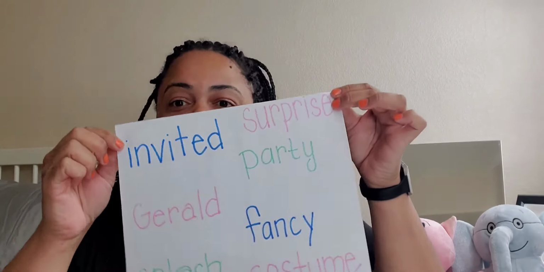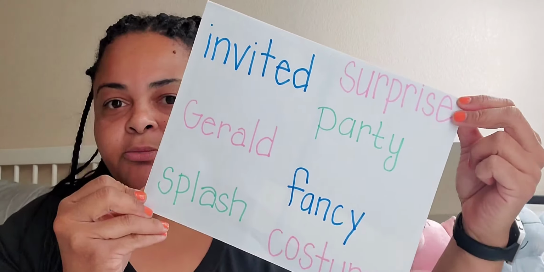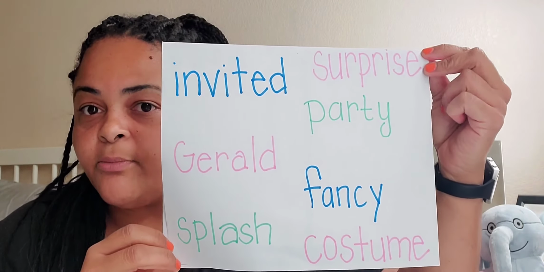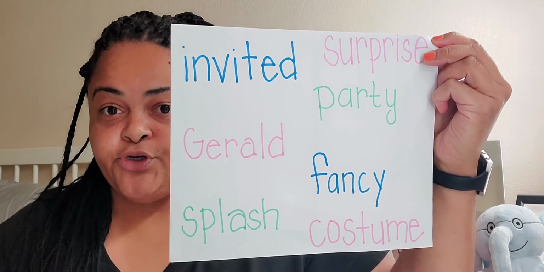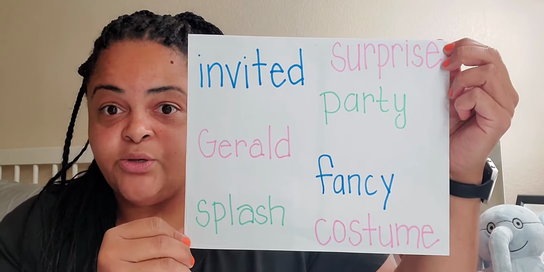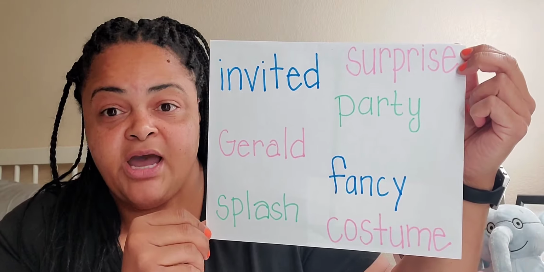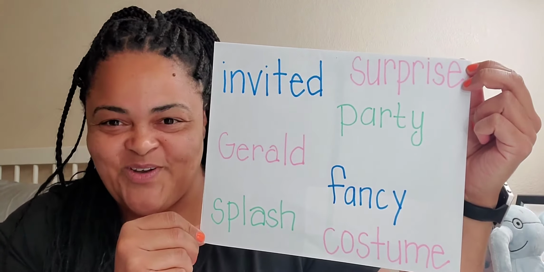So number one, I ran into some super duper tricky words that you can start by previewing for your students at the beginning of the week. Okay, so we've got invited, we've got surprise, party, we've got Gerald, we've got fancy, splash, and costume. Okay, so I would preview those first, and those would be the words that I build my lists throughout the week off of for kids to be able to practice other words, not just these words.